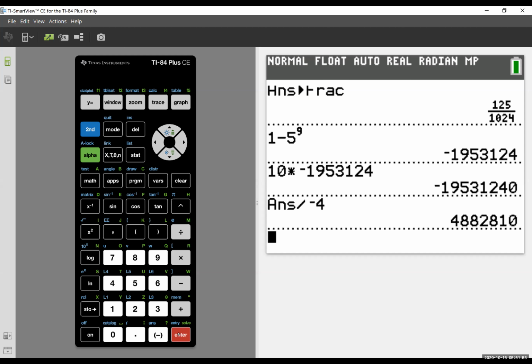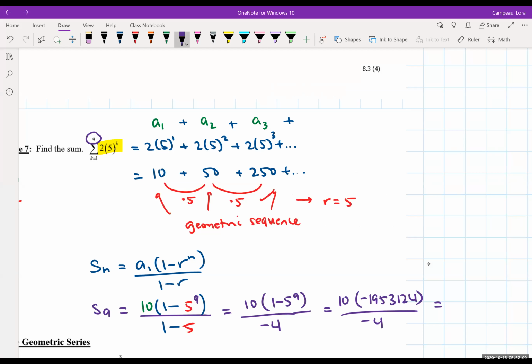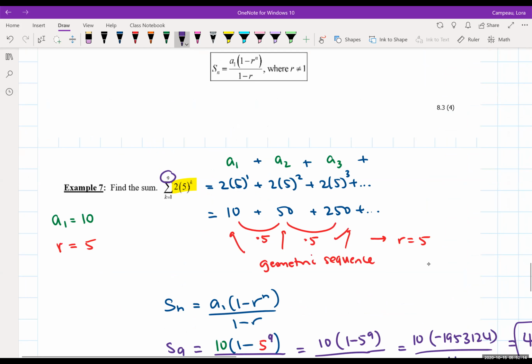So let's go back and record our answers. And I know there's other ways you can type all these directly in the TI. That's just the way I decided to do it today. So I have 4,882,810. So 4,882,810. That is considered the sum of the first 9 terms.